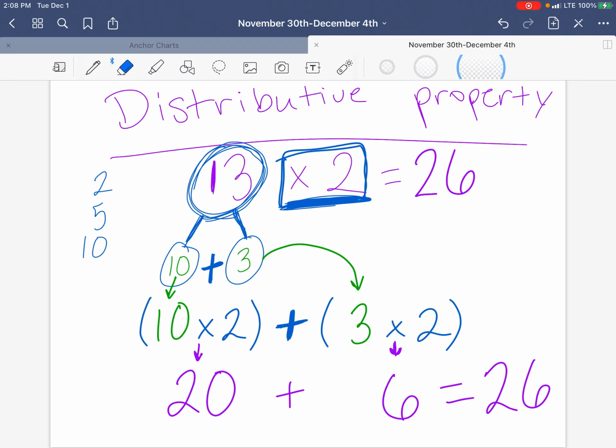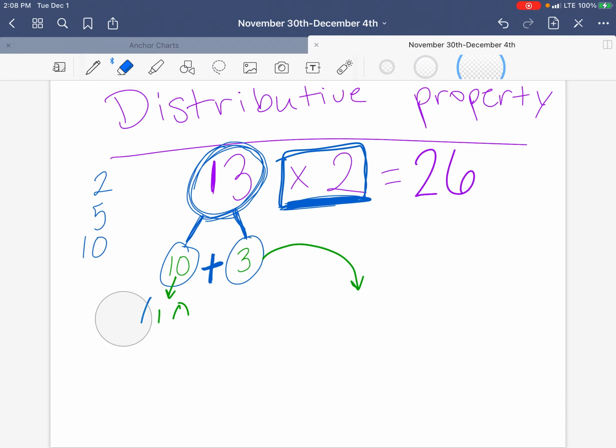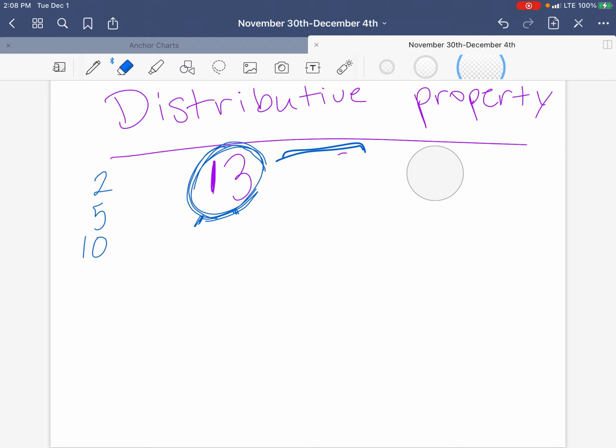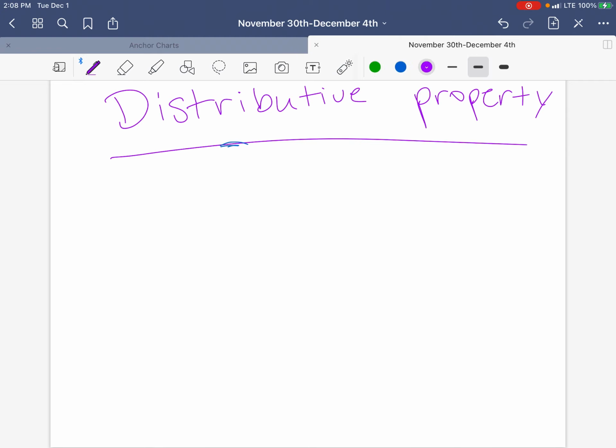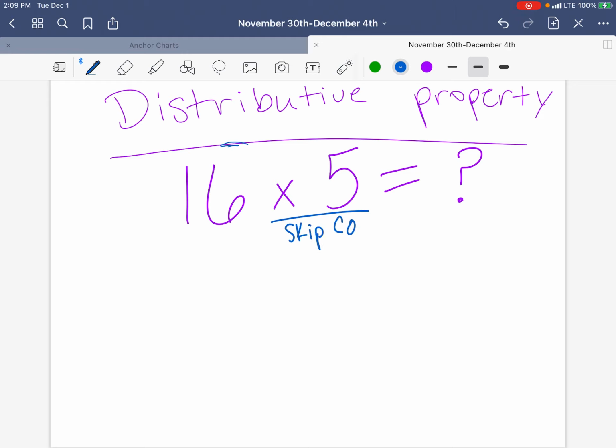All right, so now we can practice it if we were to multiply a number by, let's say, 5. Let's do 16 times 5 equals what? What number are we going to keep? The times 5, because 5s are easy to skip count by. I am really good at skip counting by 5s. The 16 is what I'm going to break apart. What two numbers added together will give me 16?